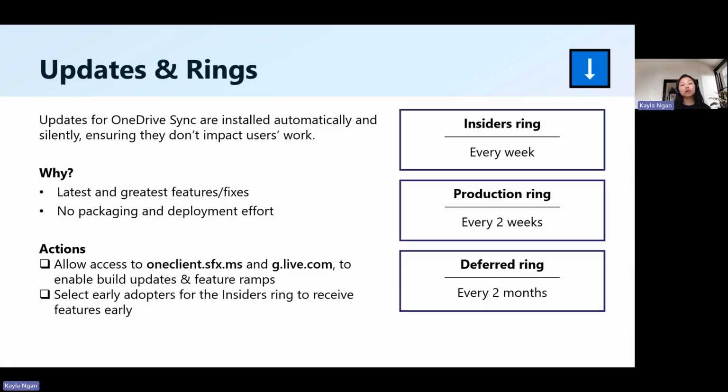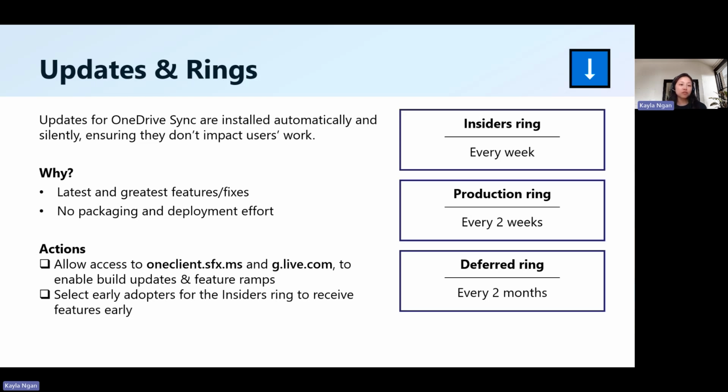So the sync client will auto update, making it really easy to ensure that you have the latest fixes, features, and this doesn't require any packaging or deployment on your side, so it's really seamless. We do have 3 rings. We have the insiders ring, which deploys about every week. We have the production ring, which deploys every 2 weeks, and then the deferred ring, which is every 2 months.